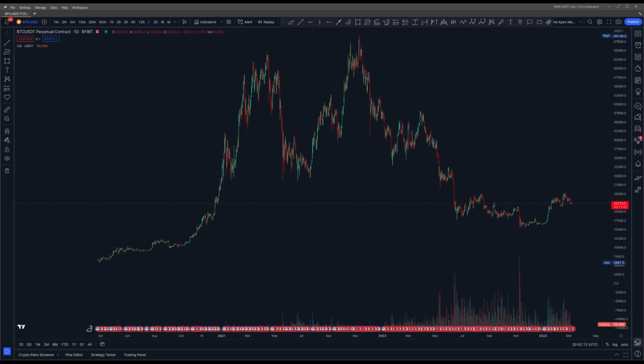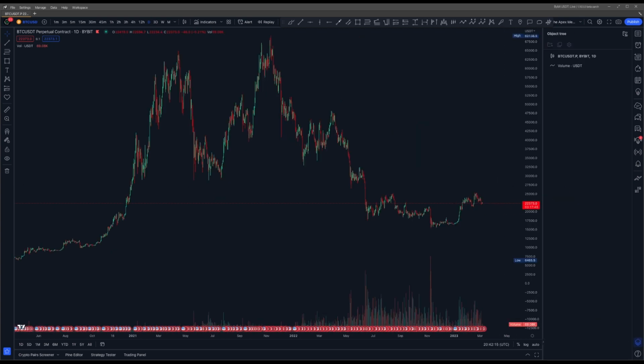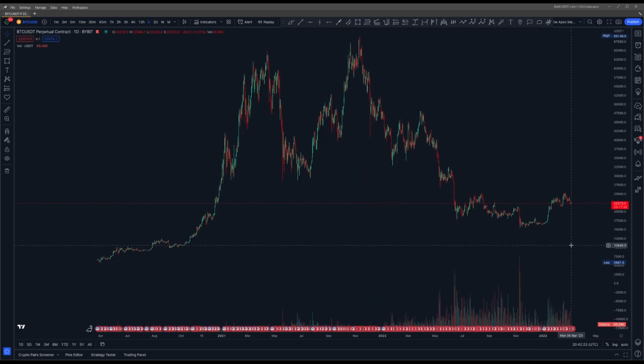The other thing that we're going to cover extensively is the object tree. This is how you up your charting skill set and keep things nice and clean. There is nothing worse than a chart that just looks too messy. Really puts you off and you lose a little bit of focus.